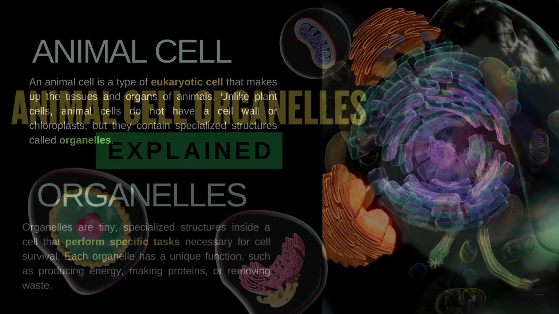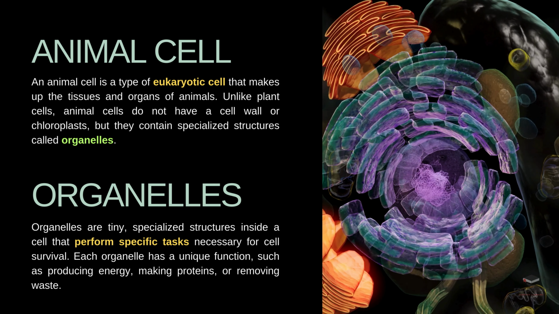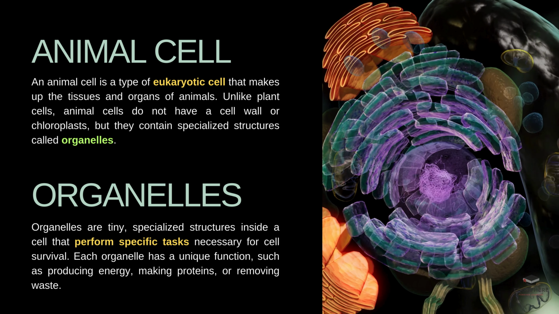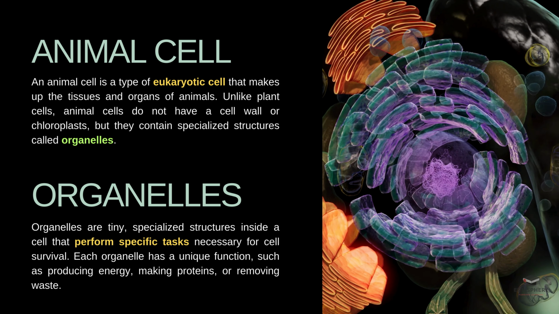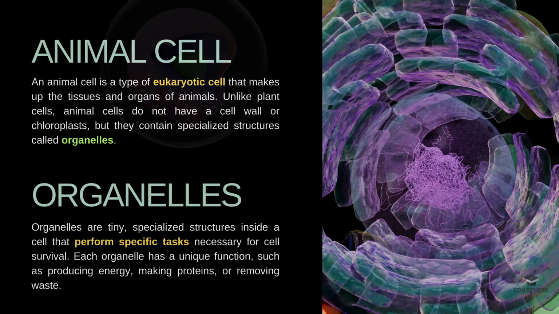Specifically, we'll be exploring the fascinating structures within them, which are called organelles. So, what exactly is an animal cell? It's the basic building block of all animal tissues and organs. Unlike plant cells, animal cells don't have a rigid cell wall or chloroplasts for photosynthesis. But they are packed with specialized organelles we are about to learn.